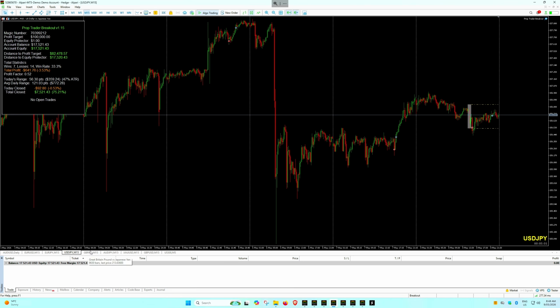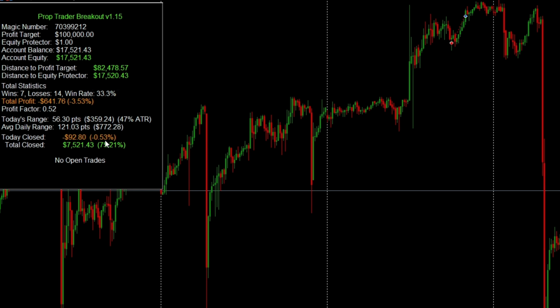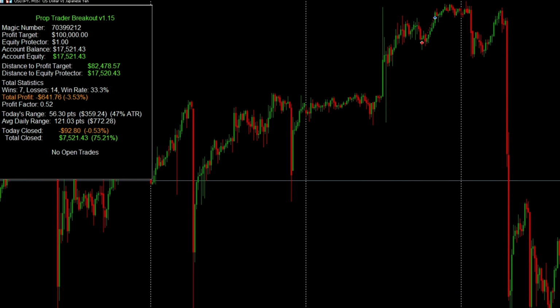Looking at some of the other pairs, Euro US dollar actually had a loss this week. That was yesterday. It actually closed halfway through the channel, so it only lost 0.5%. We can see here how much it was, 0.53% lost. So it didn't even take a full 1% loss.